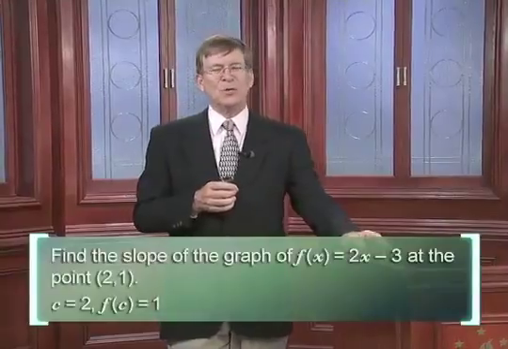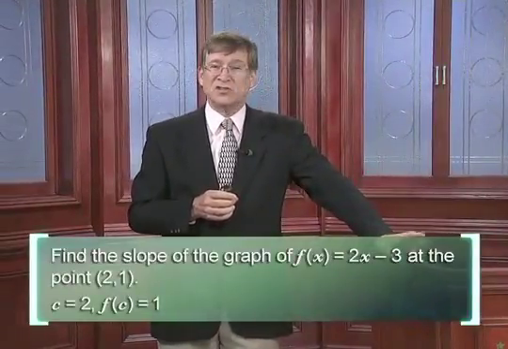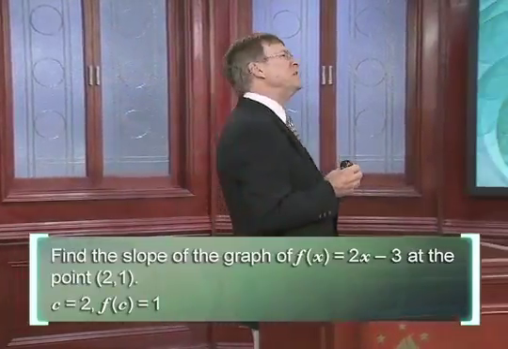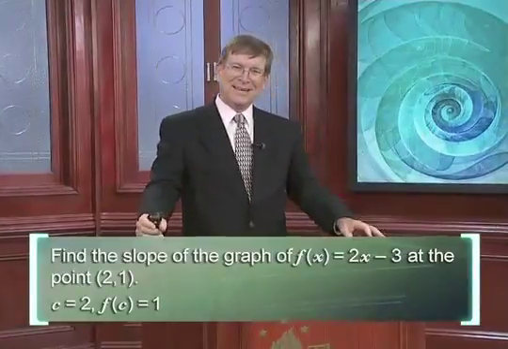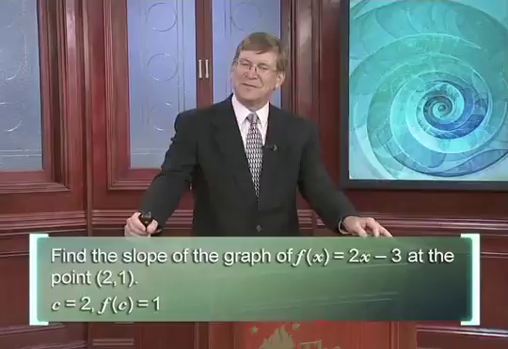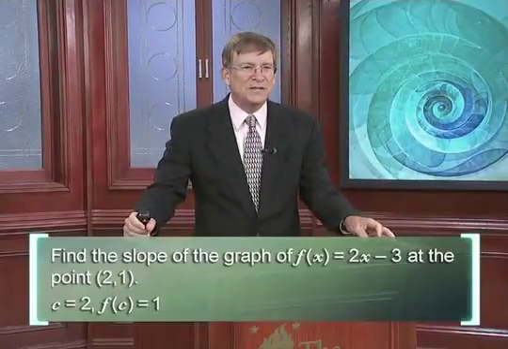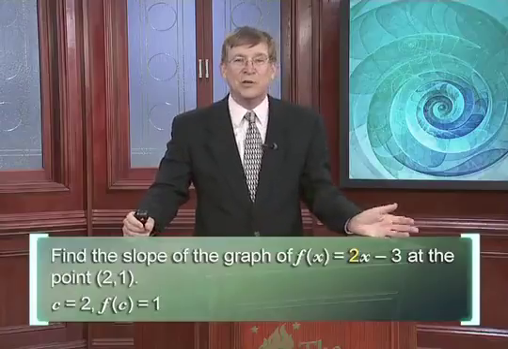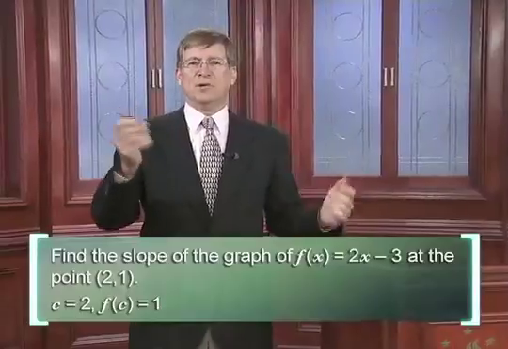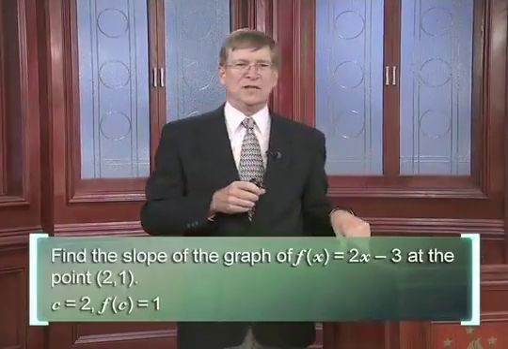Let's find the slope of the graph of f of x equals 2x minus 3 at the point, say, (2, 1), which is on the graph. Well, what's the obvious answer here? If you want to know the slope of that function, what's the answer? Well, it's a straight line. 2x minus 3 is a straight line. Its slope is 2, because that's the coefficient of x. So I know what the answer is supposed to be here. But now I just want to test ourselves on using the definition.